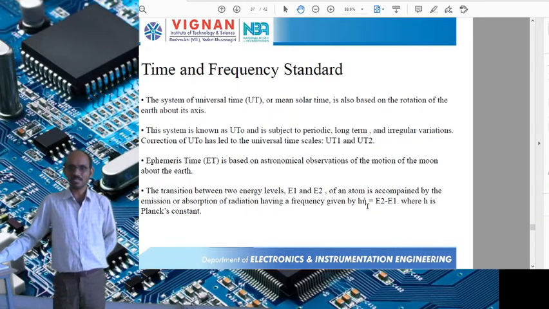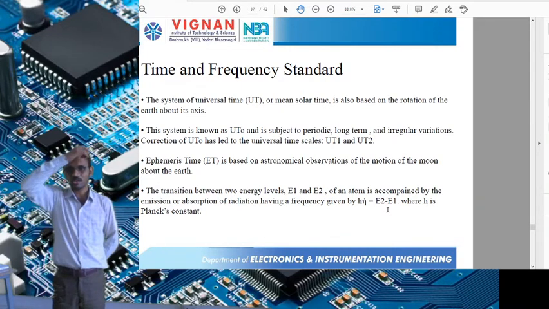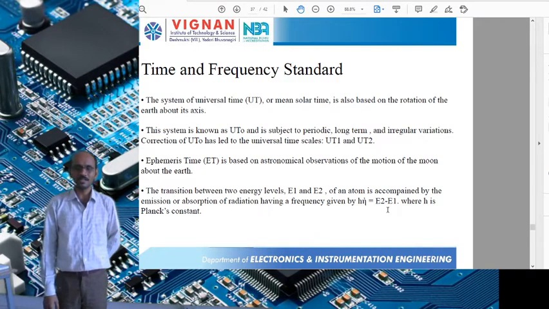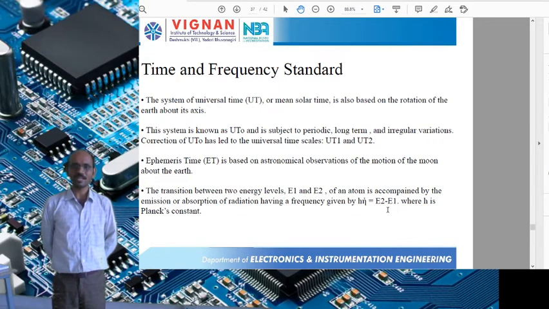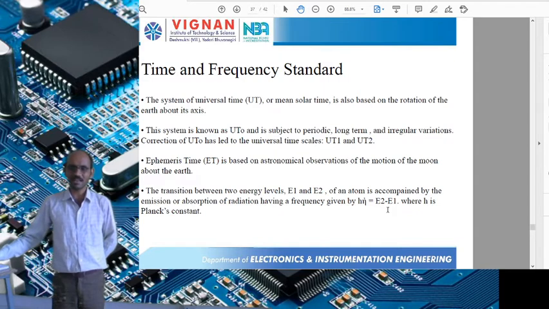So that frequency is equal to E2 minus E1. E1 is the energy level of the inner orbit and E2 is the energy level of the outer orbit. So whenever the electron jumps from the third orbit to the first orbit, the energy level of the first orbit is subtracted from the energy level of the third orbit. Then we get that energy, which has some frequency. That frequency is called h mu.